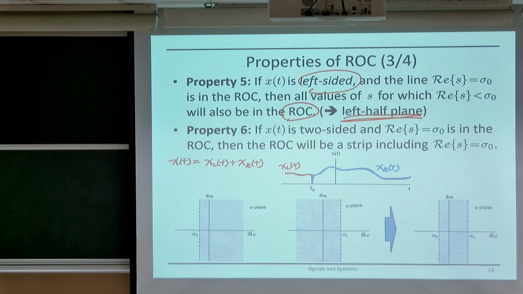Okay? So if you view it from this perspective, then it becomes clear what the region of convergence would look like. Because we know that for a left-sided signal, the region of convergence must be a left half plane.